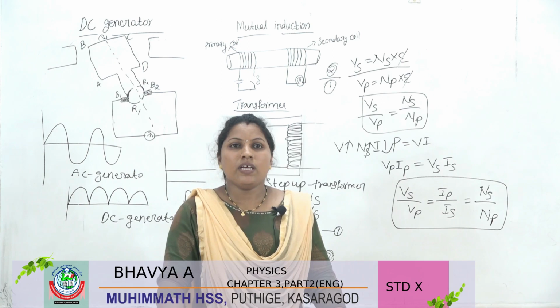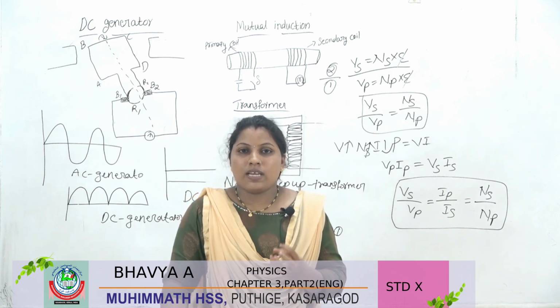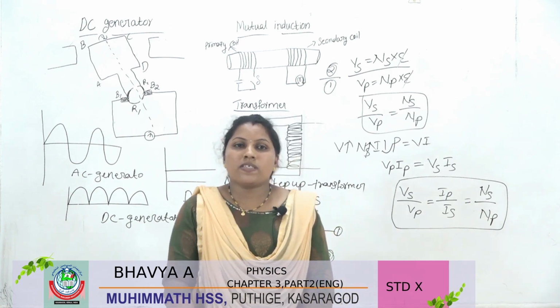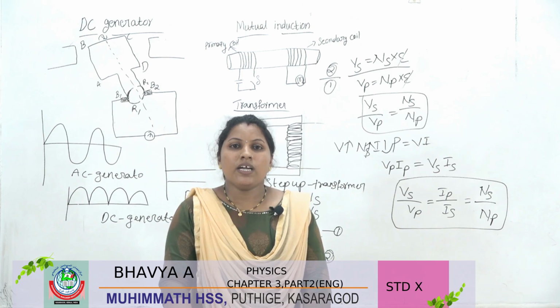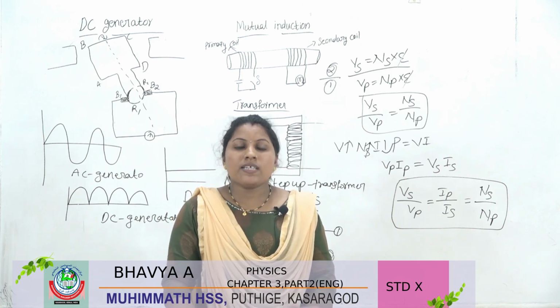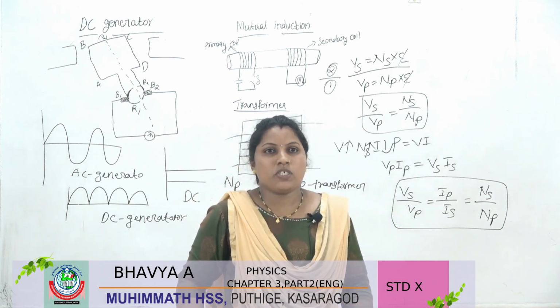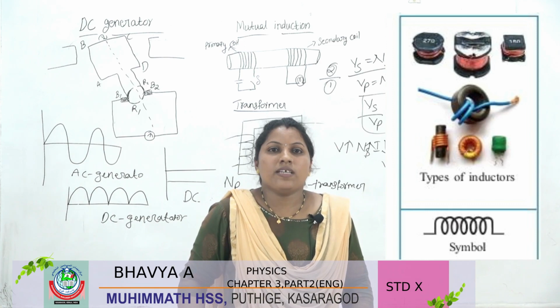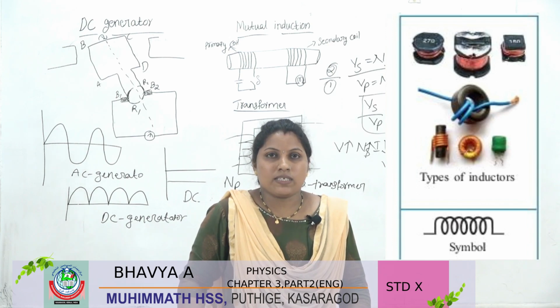Back EMF is produced, so the bulb in the AC solenoid glows with less intensity. So an inductor also works on the principle of self-induction. What is an inductor? An inductor is a device that decreases the current in a circuit without loss of power. See the picture of inductors. These are different types of inductors. The symbol of an inductor is given below. So we represent inductors with that symbol.